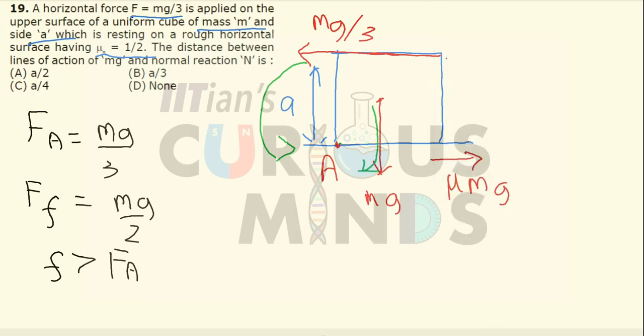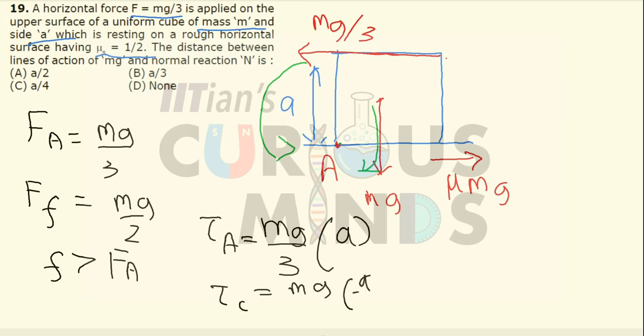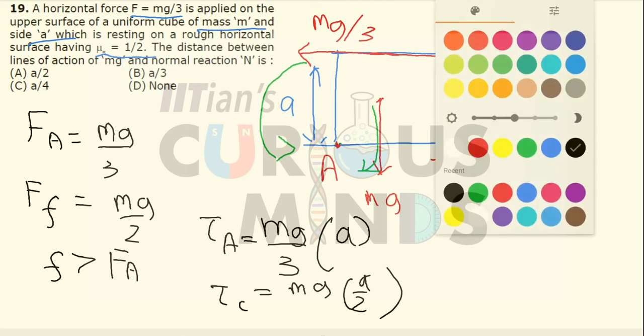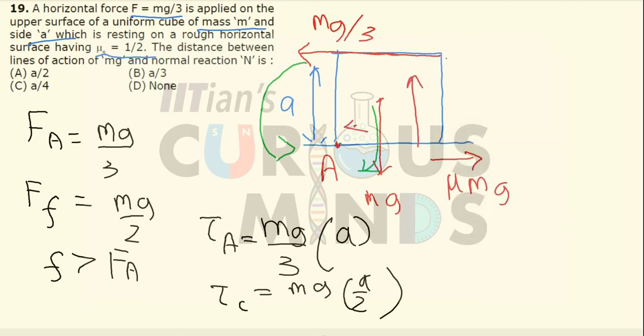So basically the torque in the anti-clockwise direction will be mg by 3 into A, where the perpendicular distance is A. The torque produced in the clockwise direction is equal to mg into A by 2. In order to balance this, there will be a normal force, which acts somewhere over here, let us say at a distance x from point A. I do not know the value of x, but since the clockwise torque is greater than the anti-clockwise torque, there should be a certain normal force, let us say N, at a distance of x.